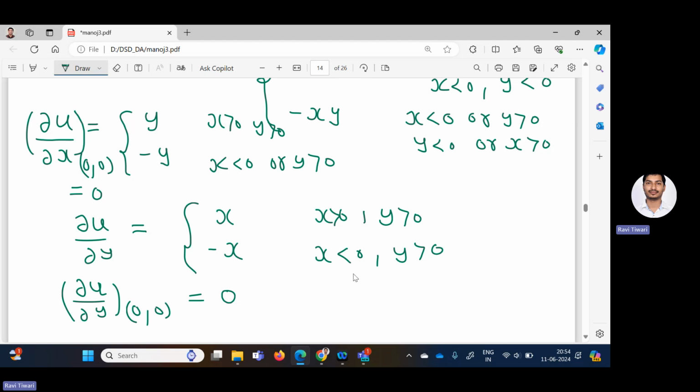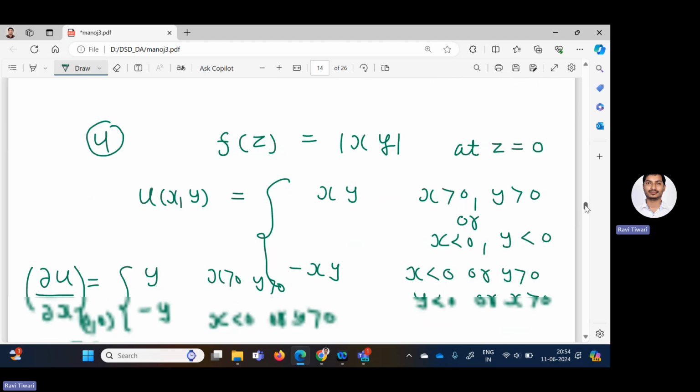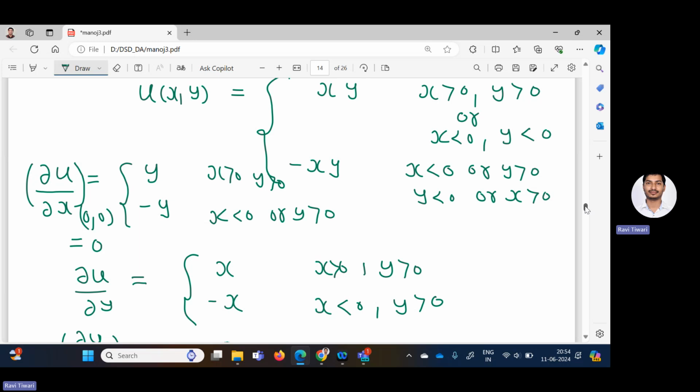And what about the imaginary part? The imaginary part of this function is 0. So dou v by dou x is also 0, and dou v by dou y is also 0. So all 4 components of the CR equations are satisfied at 0 comma 0. But what can you say about differentiability? Does it need to be checked by definition? No need to check. Why?